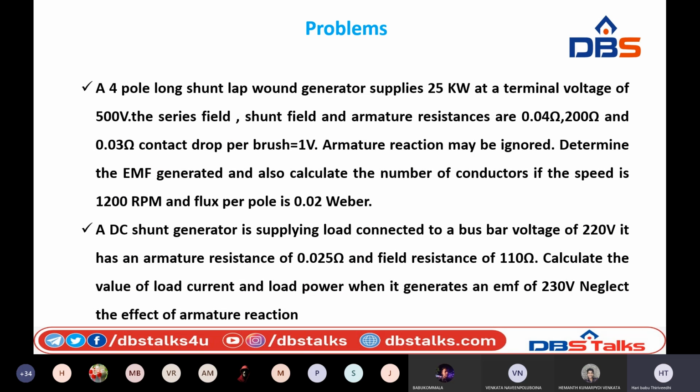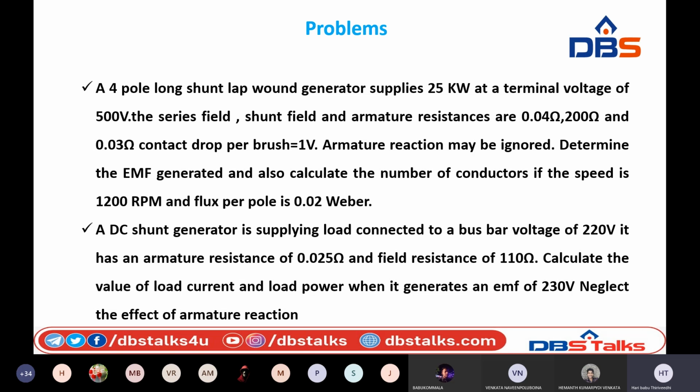After finding the EMF, calculate the number of conductors, Z value. The speed is 1200, flux is 0.02. We know that Eg is equal to phi Z N by 60 into P by A. So EMF is already determined, that is Eg is equal to phi 0.02. Z you have to determine, N 1200 divided by 60, into P, number of poles 4. It is a lap winding, and A is also equal to P, 4 by 4. So we are getting the flux value. Like that, we have to determine the EMF generated, and also they are asking flux per pole.